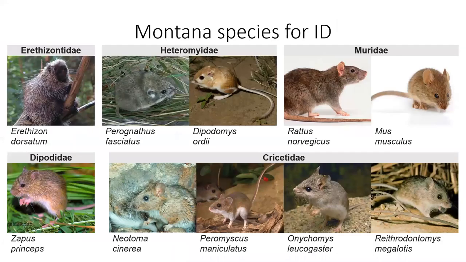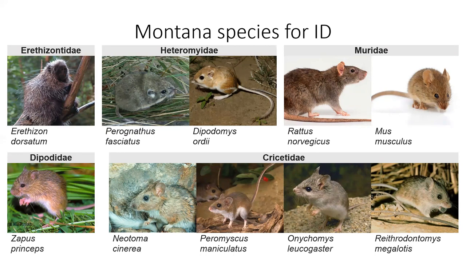So with that then, just to review, we don't have as many species this week, but we have a lot of different families. So in Erythizontidae, the New World porcupine family, we have Erythizon dorsatum, our North American porcupine. Heteromyidae, we have the pocket mouse, Perognathus fasciatus, and the kangaroo rat, Dipodomys ordii. In Muridae, the Old World mice and rats, we have our brown rat, common rat, etc., and our house mouse. Dipodidae, we have our jumping mouse, Zapus princeps. And then in Cricetidae, there will be a lot more Cricetidae next week, but this week, just to start out with, the ones that look mouse-like are Neotoma cinerea, Peromyscus maniculatus, Onychomys leucogaster, Reithrodontomys megalotis.